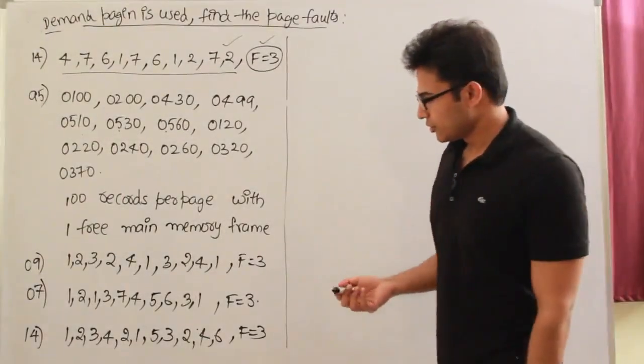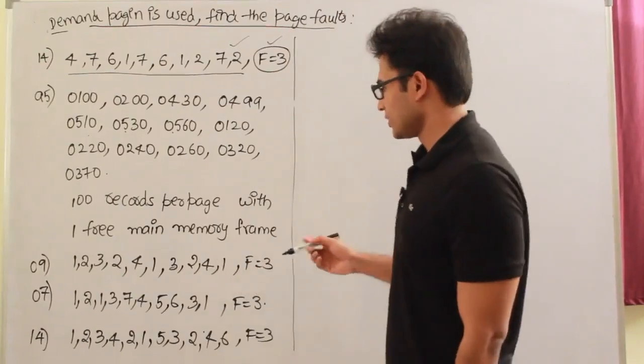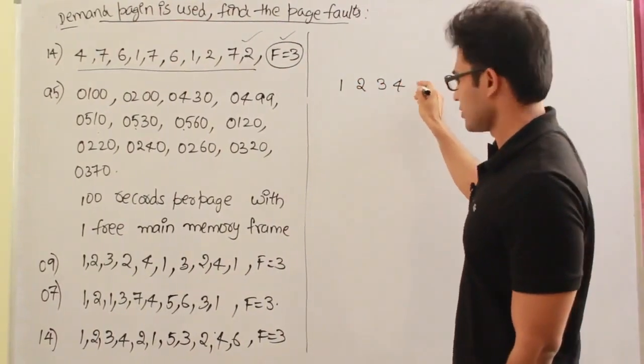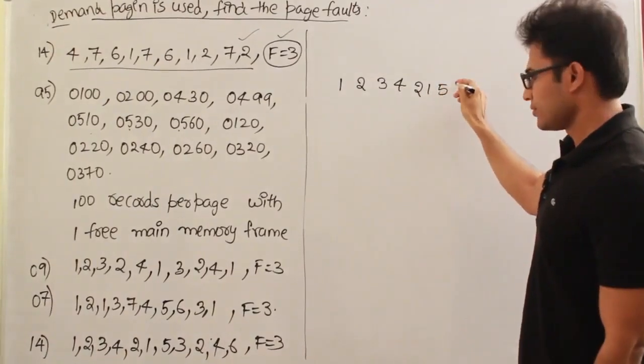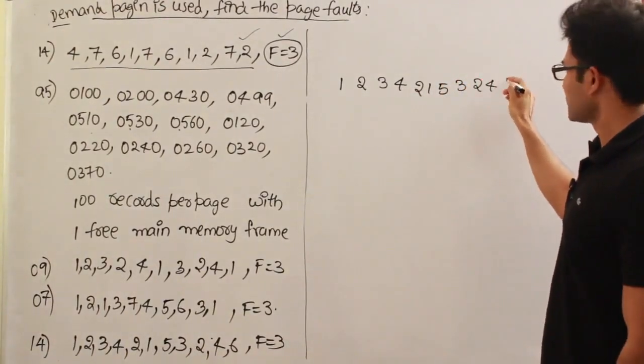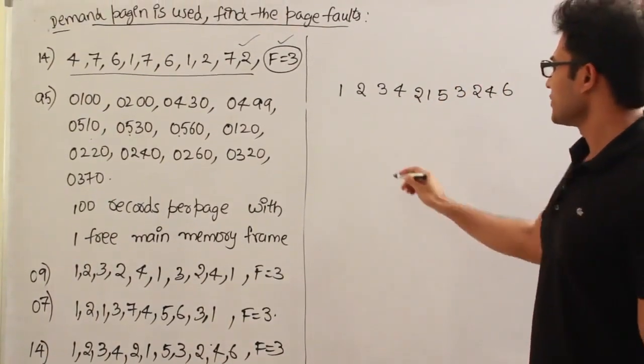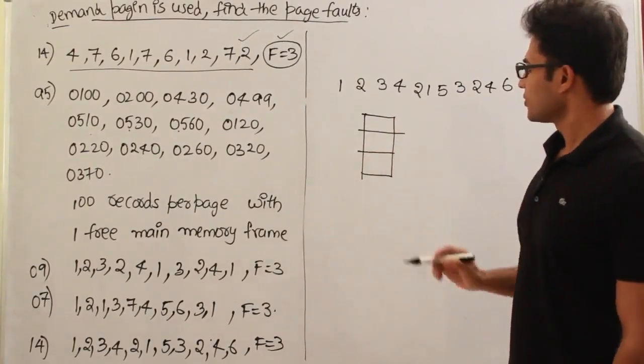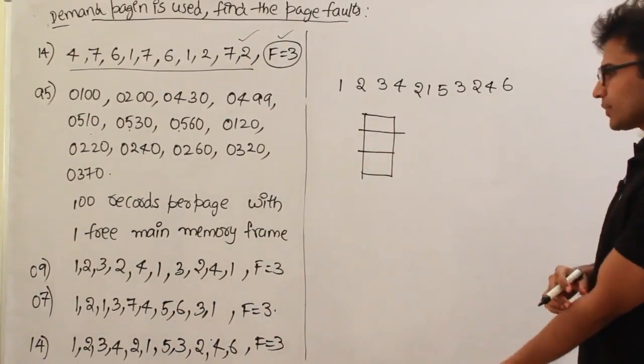Now let's solve this GATE 2014 question. The given reference string is 1 2 3 4 2 1 5 3 2 4 6, and the number of frames is given as 3. Let's see what happens with optimal, LRU and FIFO.